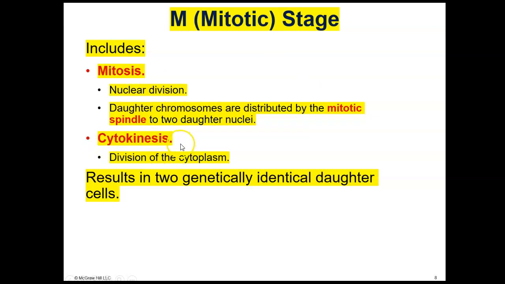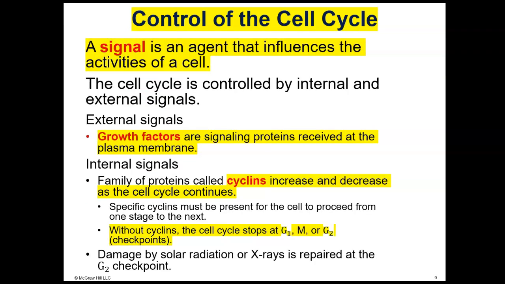Those daughter chromosomes will be distributed to the two daughter nuclei in the two daughter cells. All right, then we have cytokinesis, which occurs at the end of mitosis. They occur simultaneously, but cytokinesis starts during the last stage of mitosis. Cytokinesis is division of the cytoplasm. And the M stage results in two genetically identical daughter cells. So if the parent cell has 46 chromosomes, the two daughter cells are also going to have 46 chromosomes, and they will be genetically identical. Clones, in other words. Mitosis is a process of cloning cells.